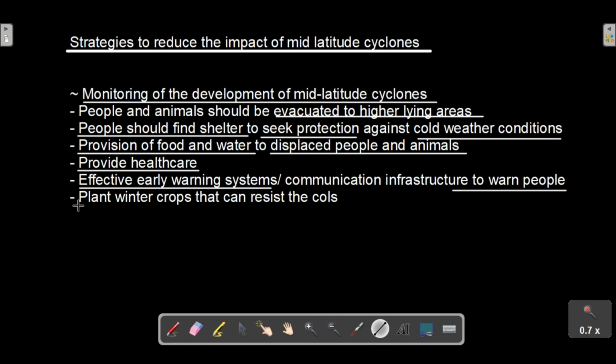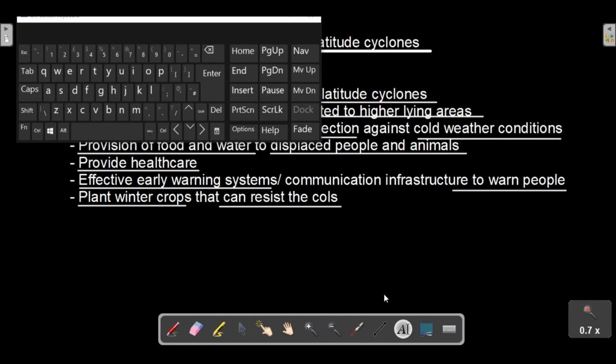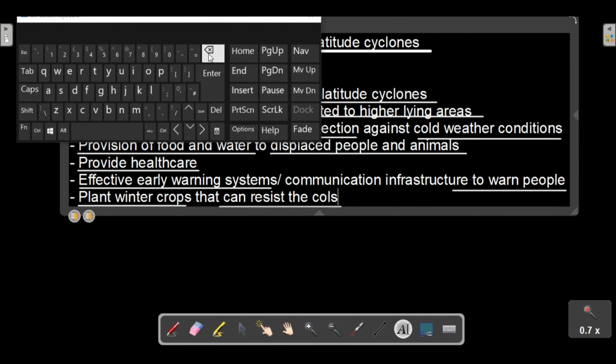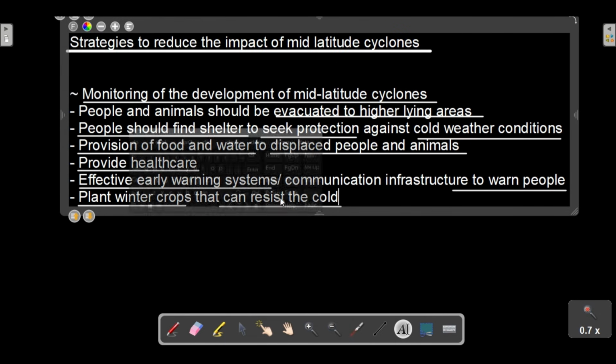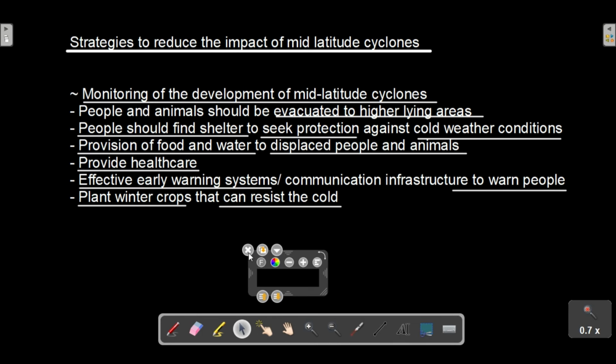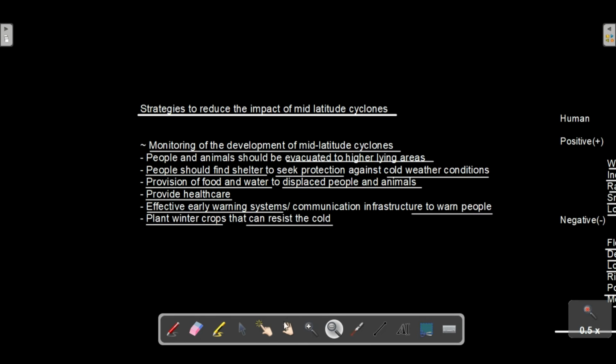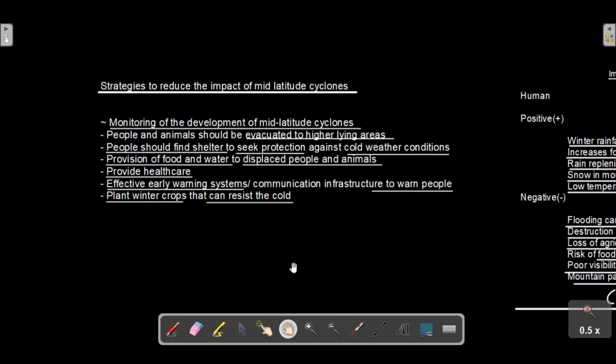Gives them enough time. Plant winter crops that can resist the cold. Okay, this is supposed to be cold. Right? Plant winter crops that can resist the cold. So you can also plant GM, genetically modified crops which can resist the cold as well. Okay, that could be a separate point as well.